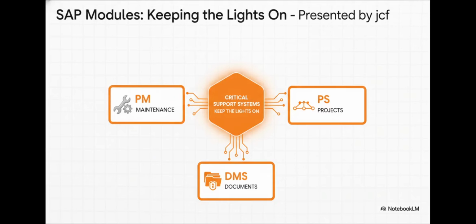Then you have PS, Project Systems, which handles the detailed planning and tracking of company projects. And finally, DMS, the Document Management System. This securely stores and organizes all your crucial corporate documents. Together, these 3 efficiently manage the physical equipment, the strategic projects, and the essential paperwork.